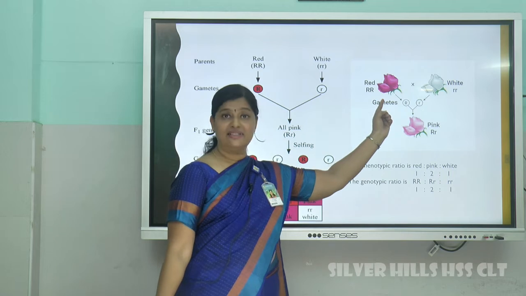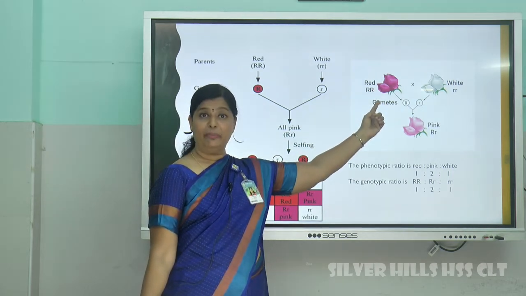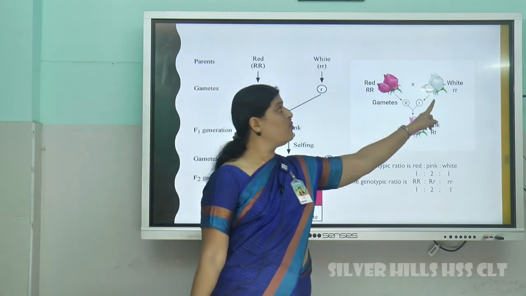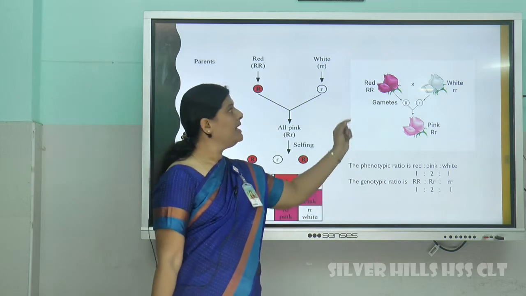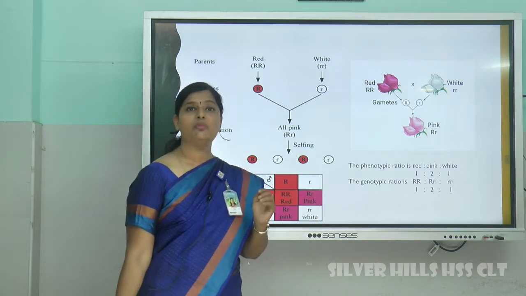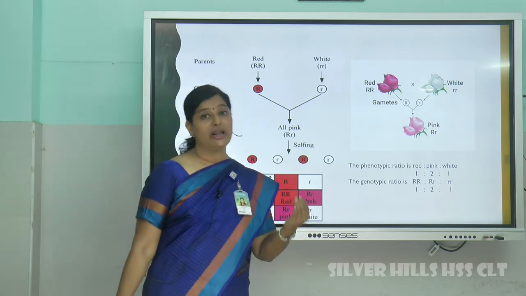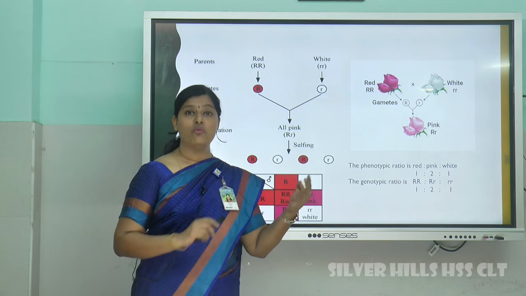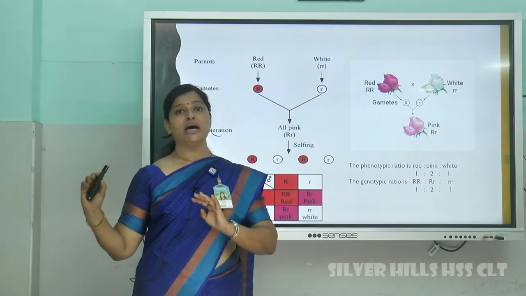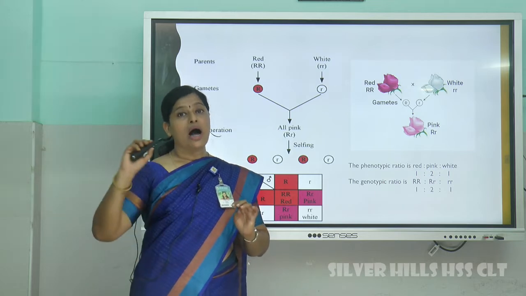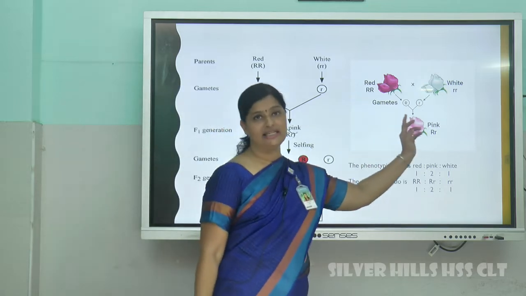Okay, so let's see how this incomplete dominance happens. We have selected a red flowered plant as one of the parents, right? And the white flowered plant as another parent, right? Now they are cross-pollinated. You know what is meant by cross-pollination? The pollen grain from one flower of one plant falls on the stigma of a flower of another plant. So cross-pollination is taking place.